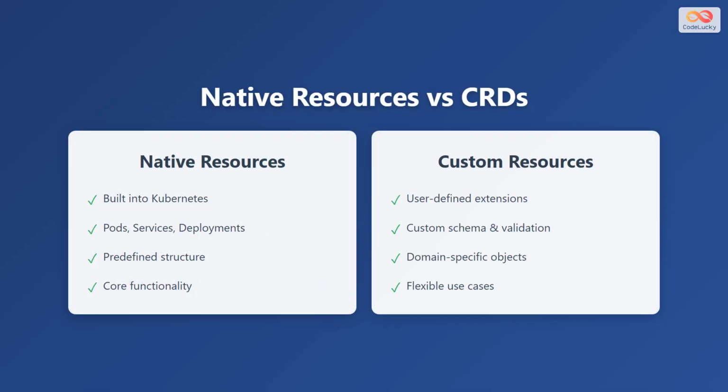Let's compare native resources with custom resources. Native resources are the built-in objects that come with Kubernetes, such as pods, services, and deployments. These have a predefined structure and provide core functionality out of the box. On the other hand, custom resources are user-defined extensions that you create yourself. They allow you to define your own schema and validation rules, enabling you to build domain-specific objects tailored to your unique requirements. This flexibility makes CRDs incredibly powerful for specialized use cases.